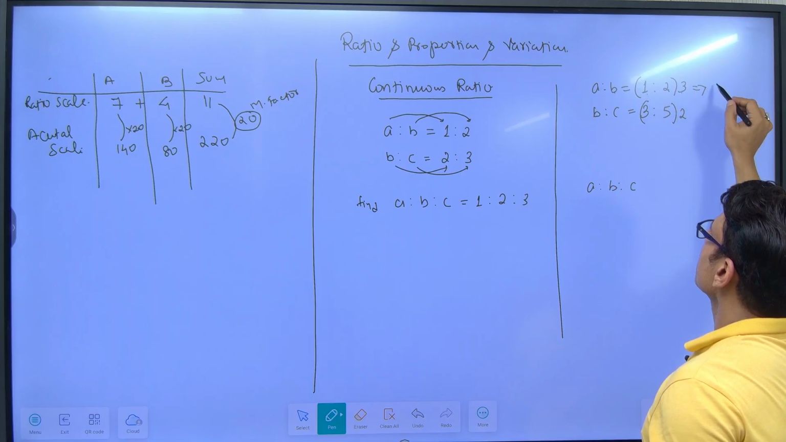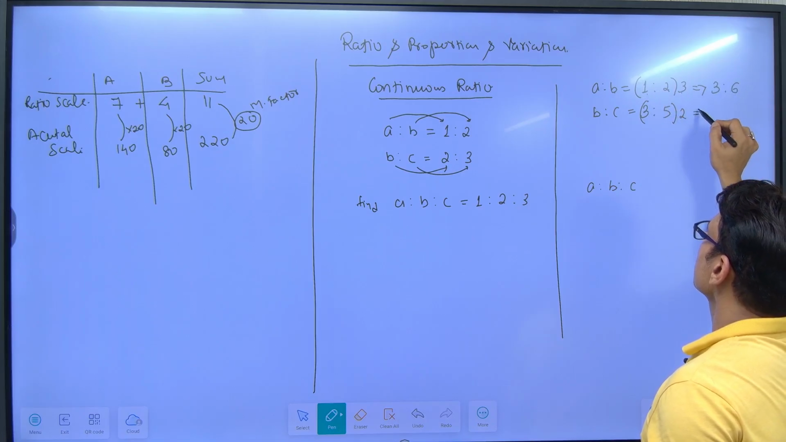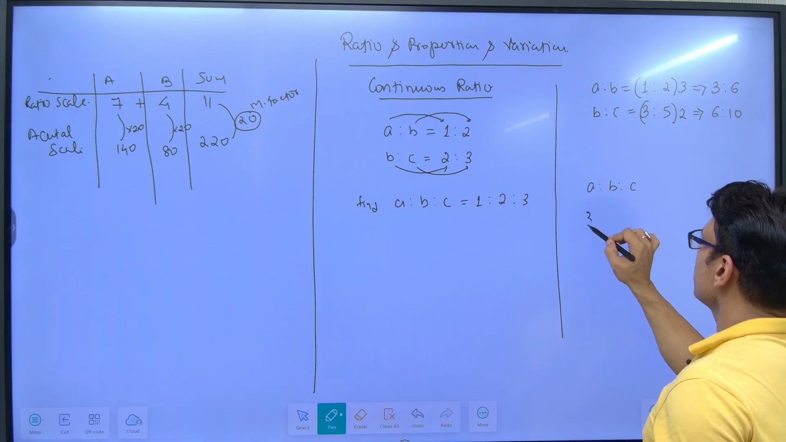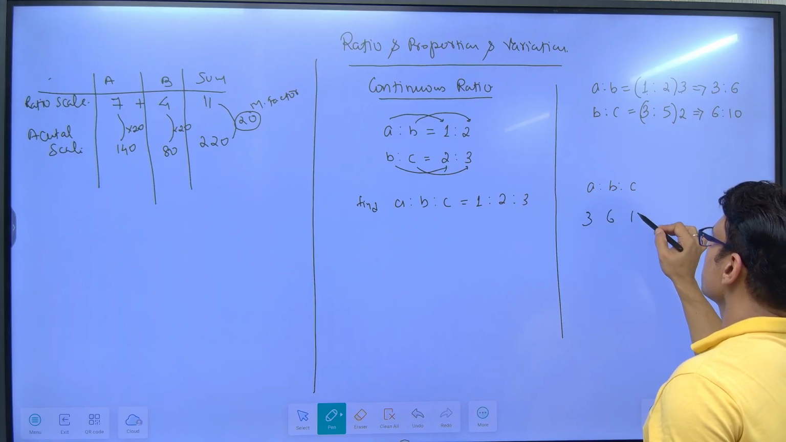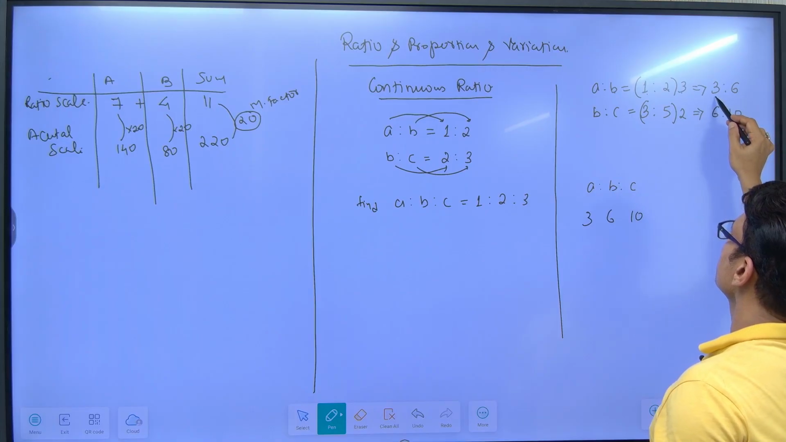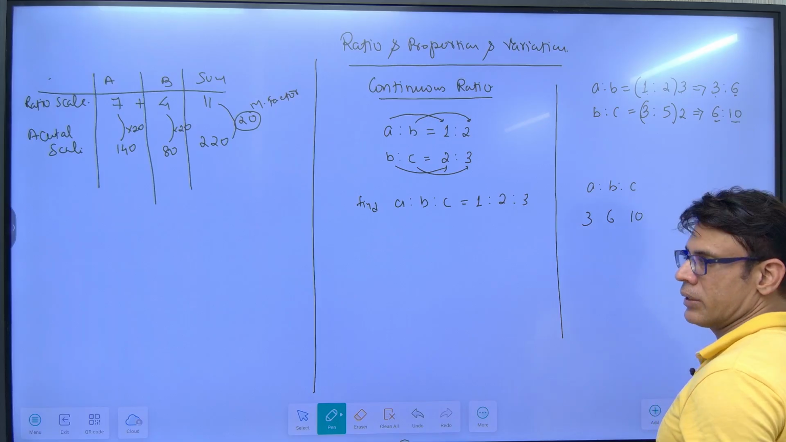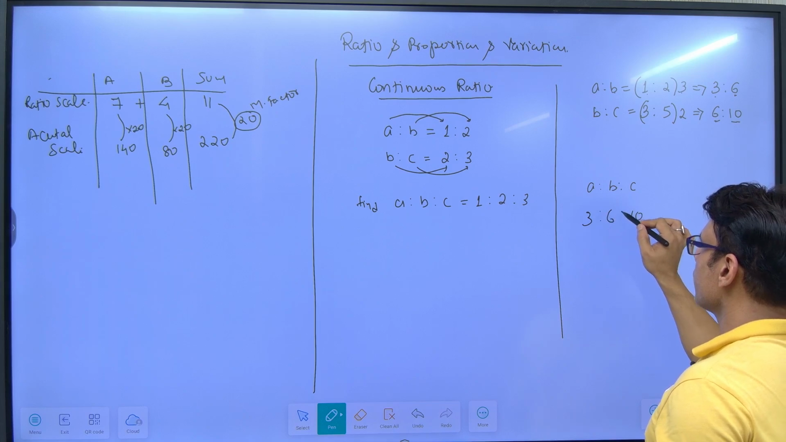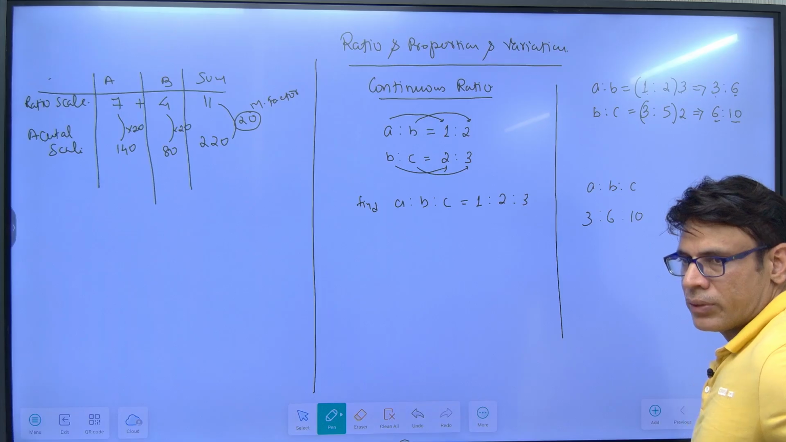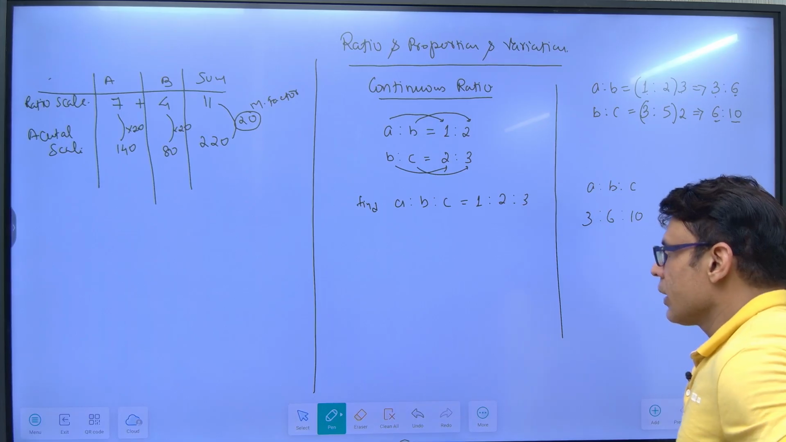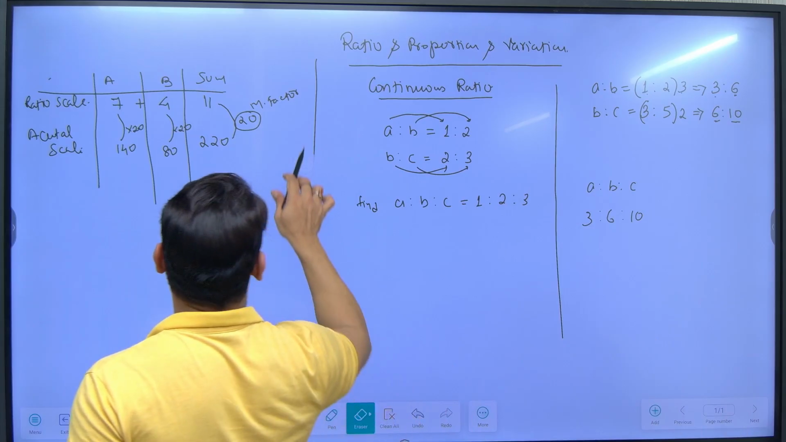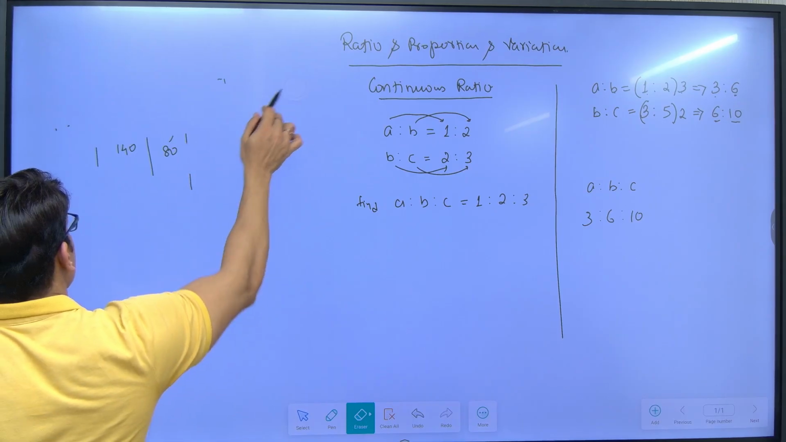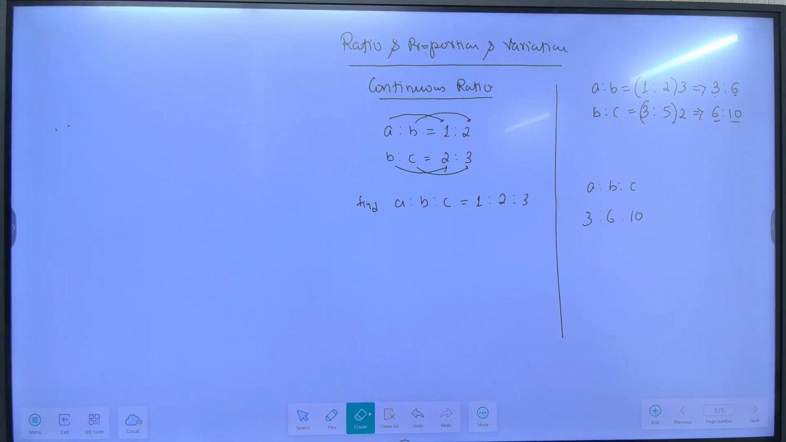What is 1 into 3? 3. And 2 into 3 is 6. So when A is 3, B is 6. And when B is 6, C is what? A is 3, B is 6, C is 10. If you can further cancel it, do it. Otherwise, that is the answer. So what is the ratio of A to B to C? 3 is to 6 is to 10. Right? It can be extended.